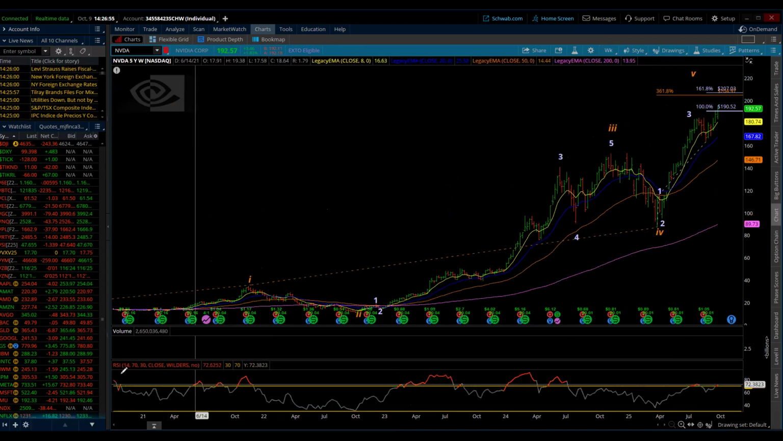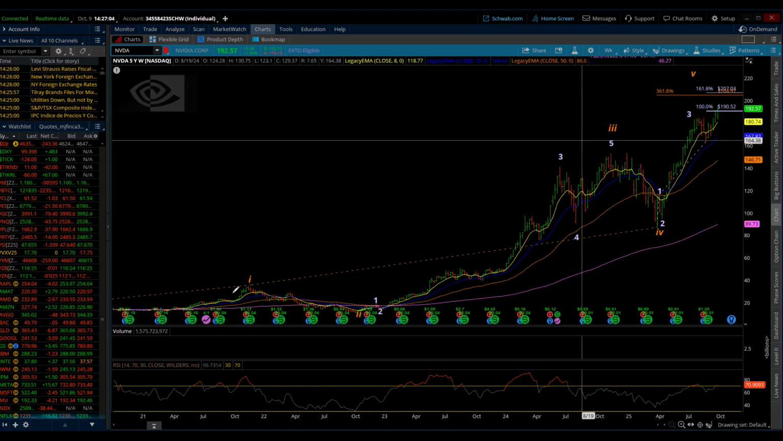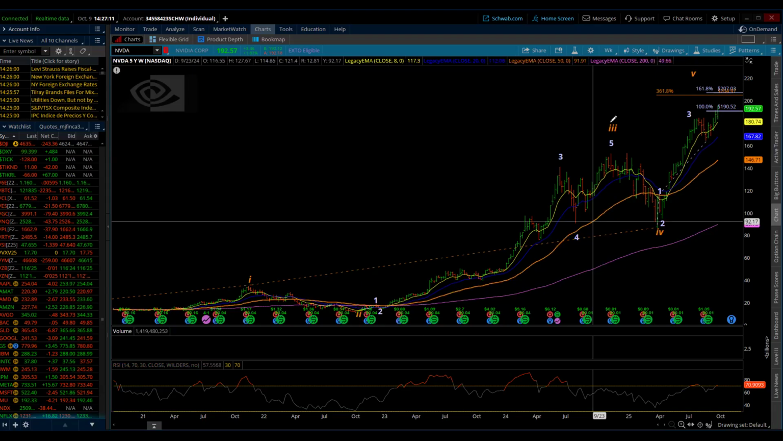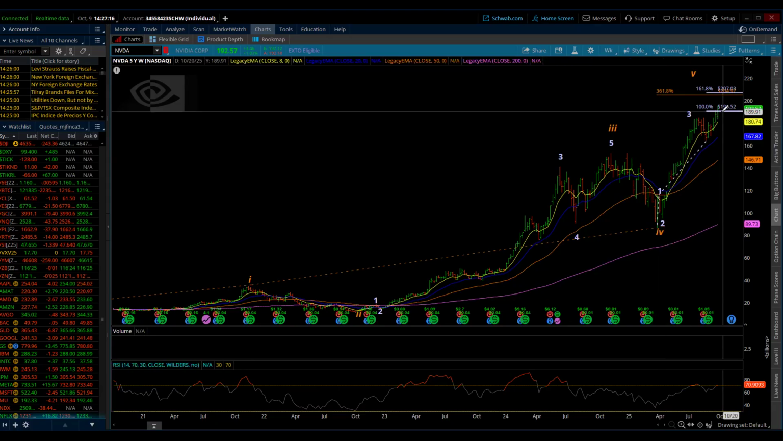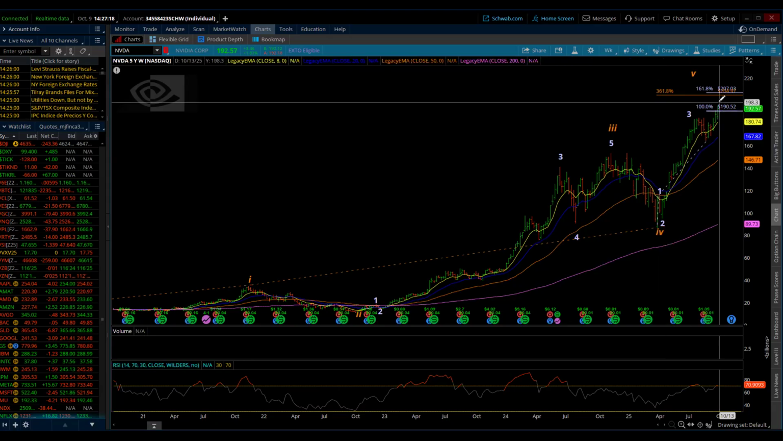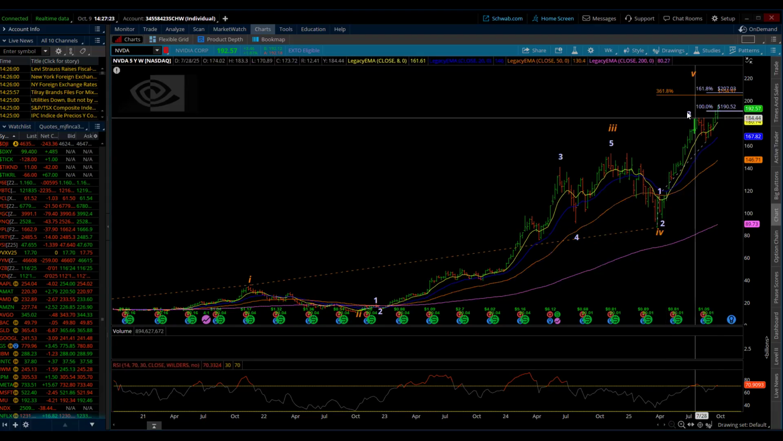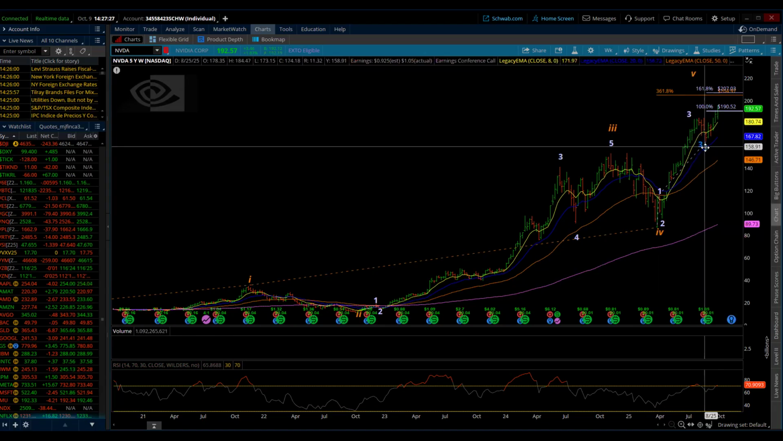This is my weekly, so this data goes back to October 2020, where we started. This would have been minor one, minor two underneath there. And then we have 1, 2, 3, 4, 5 for minor three, ABC for minor four. And so we've been in a minor fifth wave, which is kind of in its finishing stages because we have minute 1, 2, 3, and minute four will actually go right there.